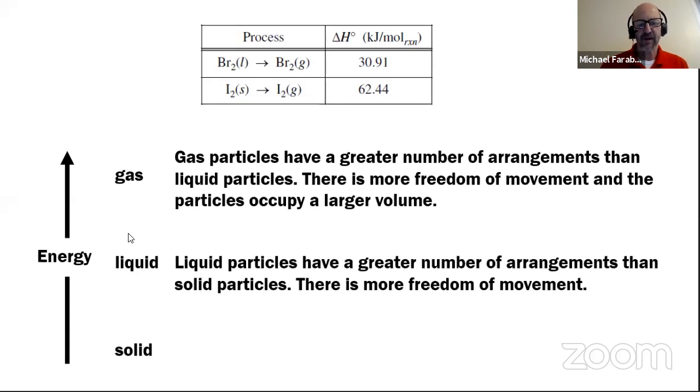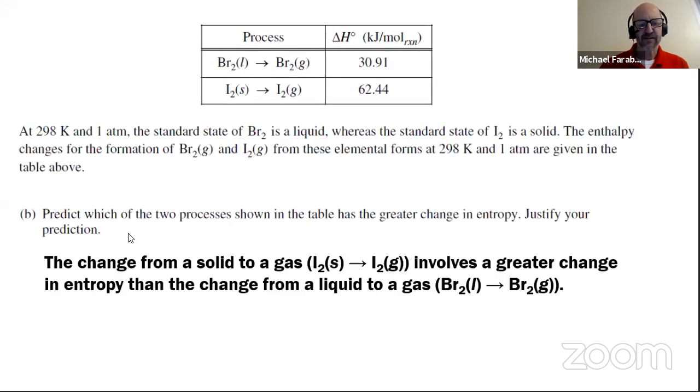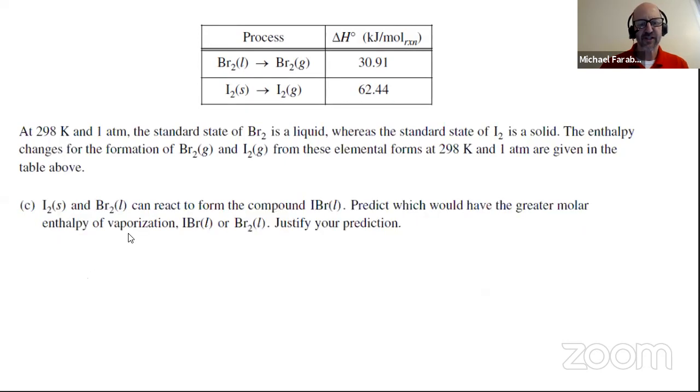So again, in terms of gas, you have a greater number of arrangements and more freedom of movement compared to a liquid. Liquid has more entropy, freedom of movement, and a greater number of arrangements than a solid. So effectively, you are going from a solid all the way to a gas. That is a more dramatic increase in entropy as opposed to going from a liquid to a gas. So the change from a solid to a gas involves a greater change in entropy than the change from a liquid to a gas.